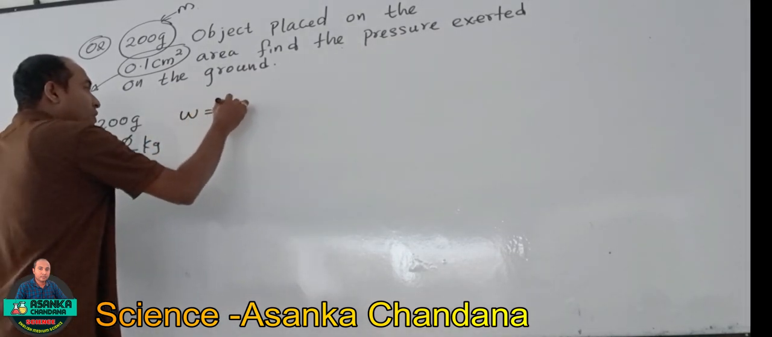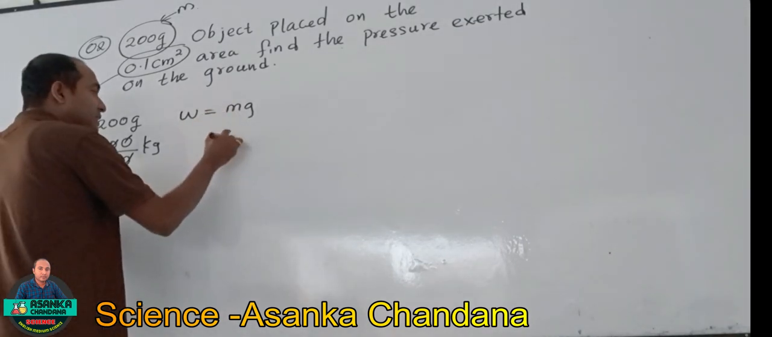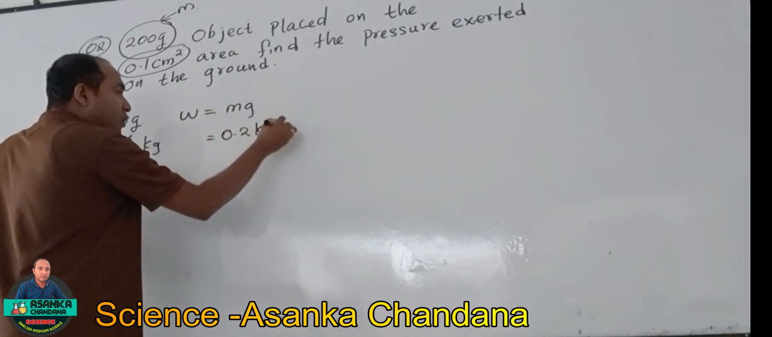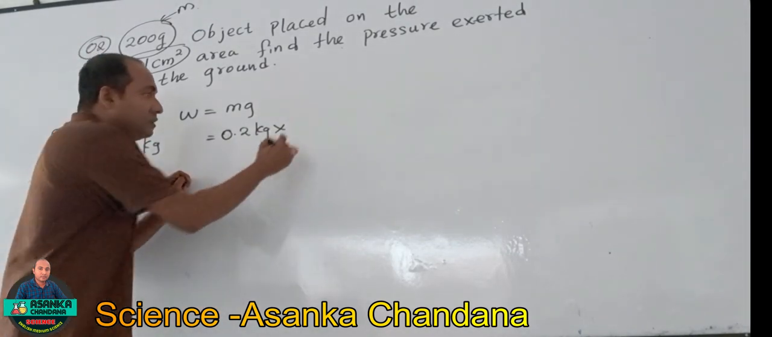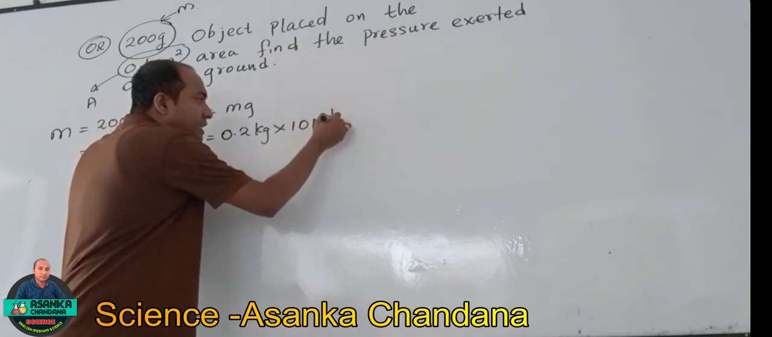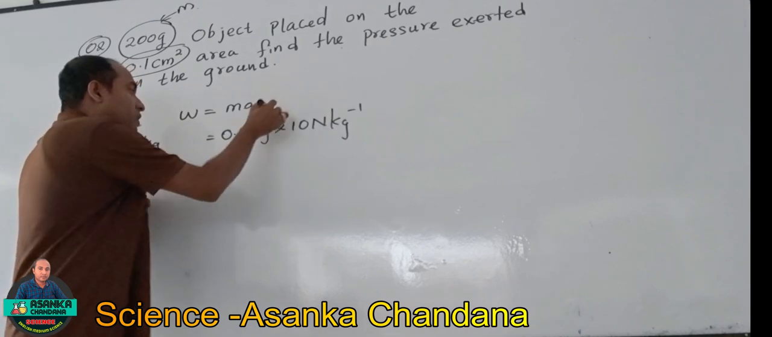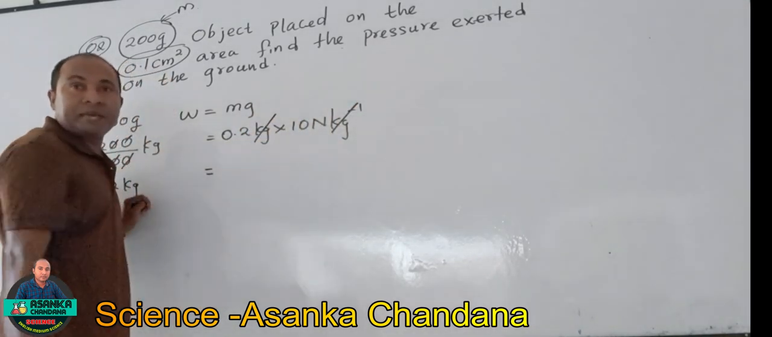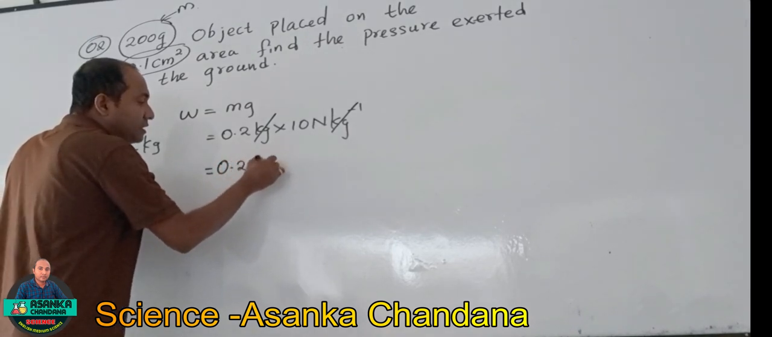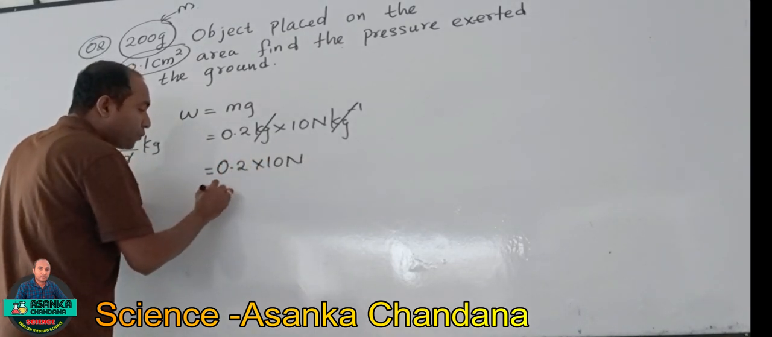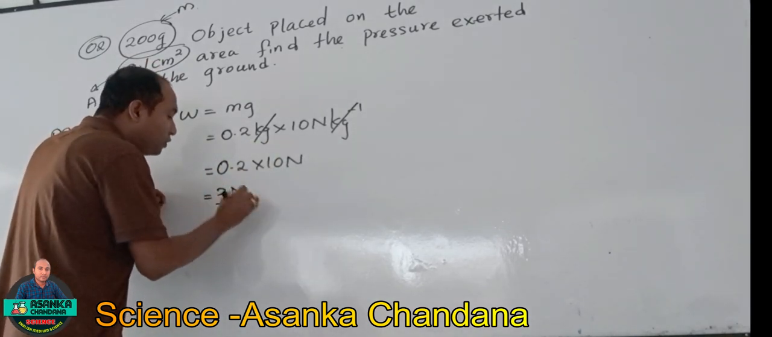If we know the mass, we should find the weight. How to find the weight? W is equal to mg is used to find the weight. Mass is 0.2 kilogram. G, what is the G? Gravitation. What is the value of the gravitation? 10 newtons per kilogram. Then kilogram per kilogram can be cancelled. What will remain? 0.2 times 10 Newton. What is the answer? 2 Newton. Right, now we found the weight.